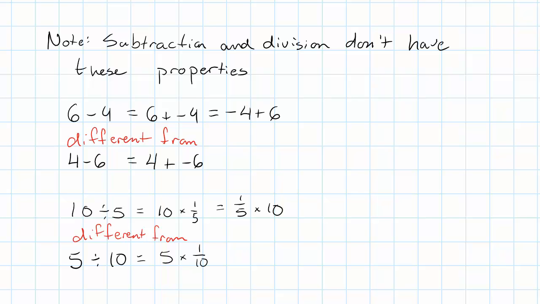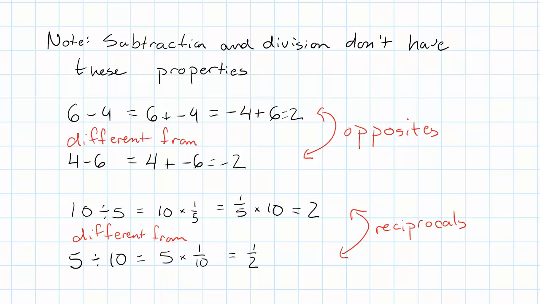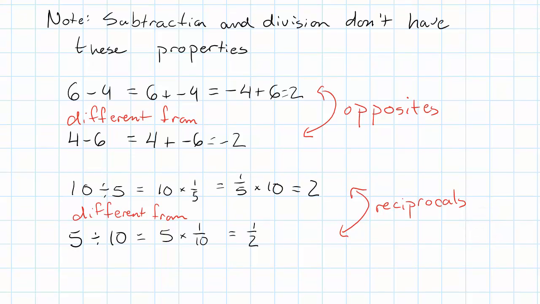Definitely different. In fact, when we work these out, we see that we get positive 2 here and negative 2 here. And when we work out the multiplications, we see that we get 2 here and 1/2 here. If we get the order wrong in subtraction, we get the opposite of what we wanted. If we get the order wrong in division, we get the reciprocal of what we wanted. We will see reasons for that later on.